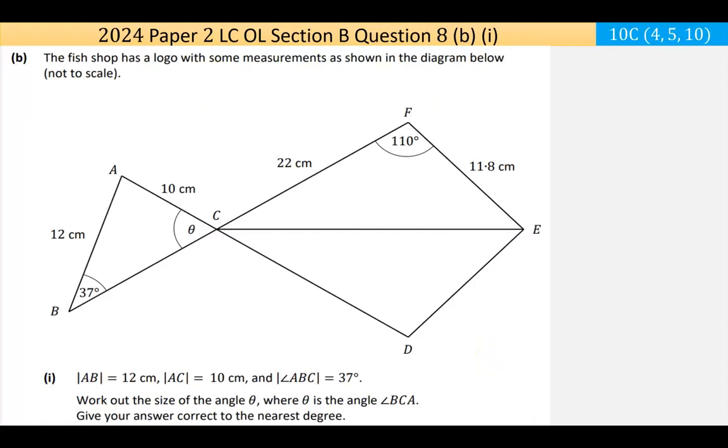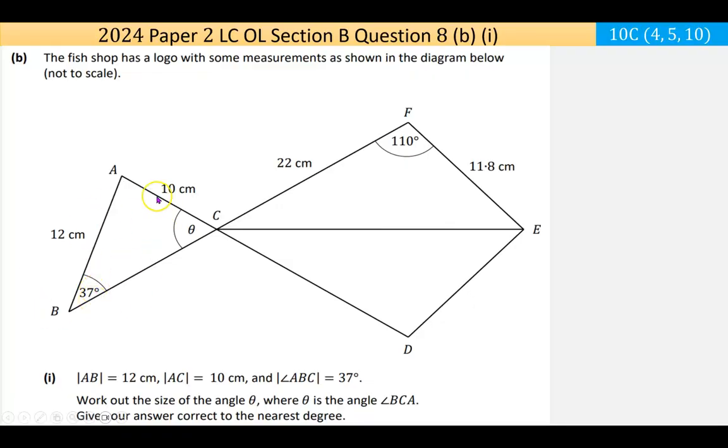That's it. Now part B here, part 1 is worth 10 marks. It says the fish shop has a logo with some measurements as shown in the diagram below, and again, not to scale. This is a pretty complicated diagram, and I can see a triangle here, a triangle here, and then a triangle with very little information here. They tell me that AB is equal to 12, so they give me that on the diagram. They tell me that AC is 10, so that's that length there. They tell me that the angle ABC, and it's always the middle letter that matters, so it's the angle at B, is equal to 37. All that is given to me on the diagram.